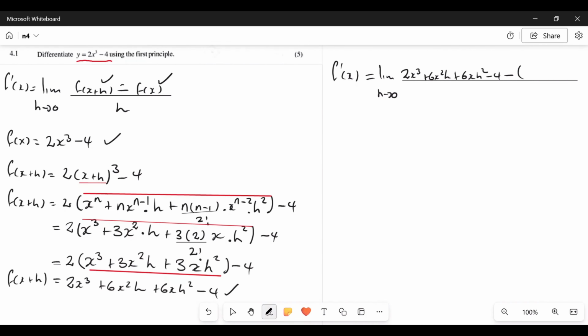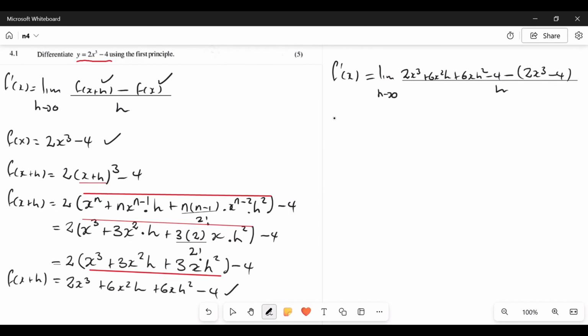So let's not forget we have minus there. Here's our minus there, guys, just in case you don't understand. So make sure that you put it inside the bracket. As you can see, I've opened the bracket here. So you're going to put your f of x inside the bracket, which is going to be 2x cubed minus 4. Guys, do not forget to put it inside the bracket. It's very important. All this is divided by h.